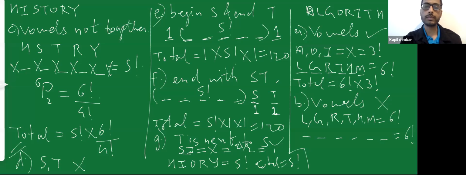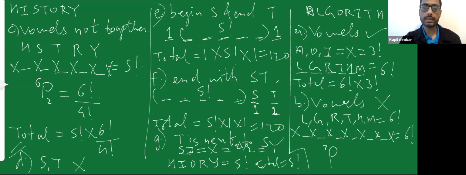6 factorial different ways. Then remember about a condition that vowels should not be together. So they should not be together. So where can they lie? They can lie between these spaces. And how many places are there? 1, 2, 3, 4, 5, 6, 7. So there are 7 spots to write my vowels. And out of those 7 spots, how many places I'm going to fill?